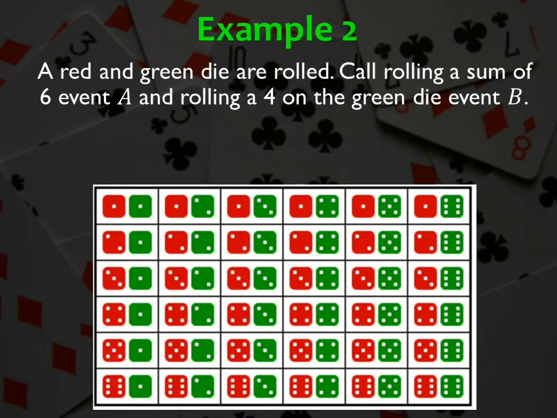So let's take a look at example 2. A red and a green die are rolled. Let's call rolling a sum of 6 event A and rolling a 4 on the green die event B. So the first thing we want to ask is, how many possible outcomes are there for the roll of 2 dice? And as you can see from the chart, there are 36, 6 times 6. So that's going to be the total number of outcomes. For all our problems in this section, it's going to be something divided by 36.